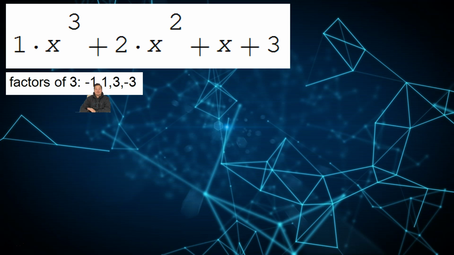Why is that the case? Because 3 divided by -1, no remainder or anything like that. 3 divided by 1, no remainder. 3 divided by 3 is 1, no remainder. 3 divided by -3, again, you see, not a problem. That's a way to think about it.